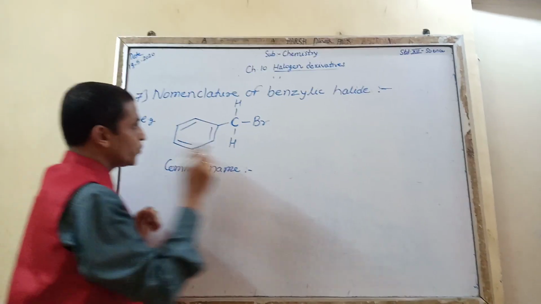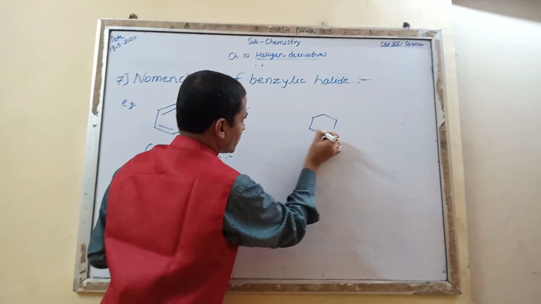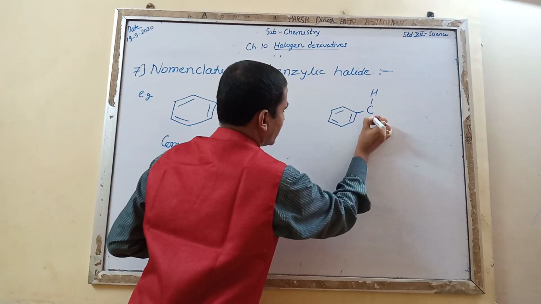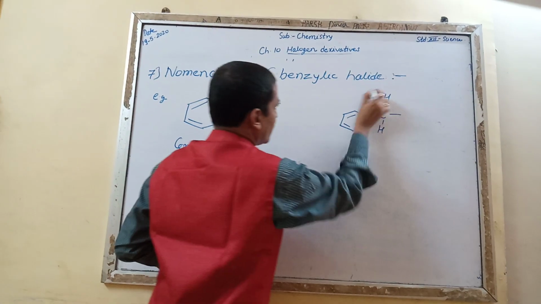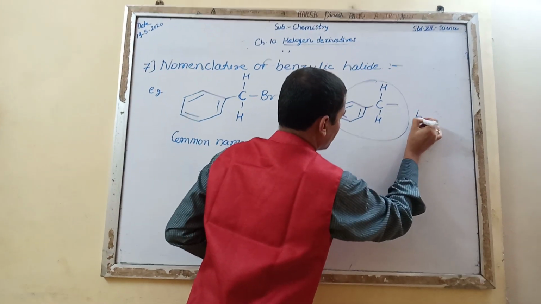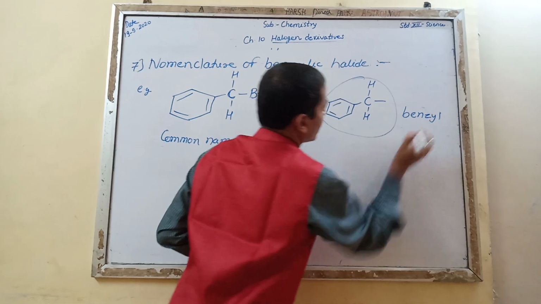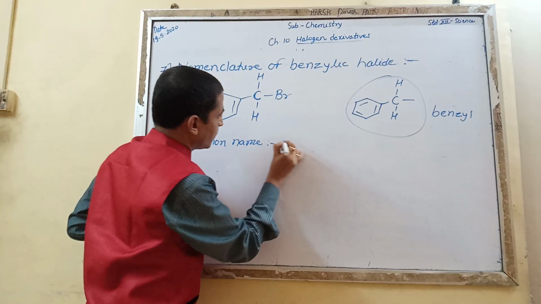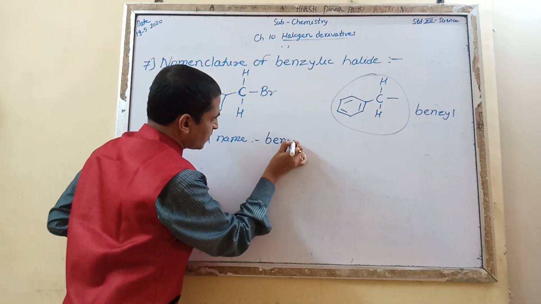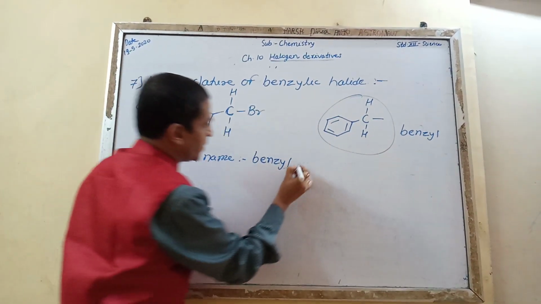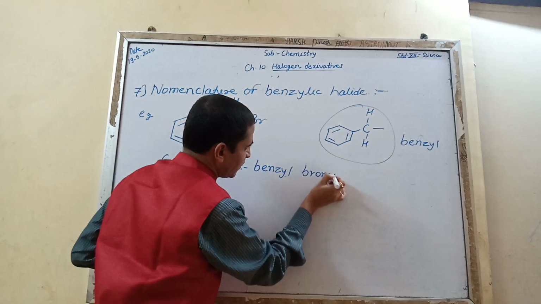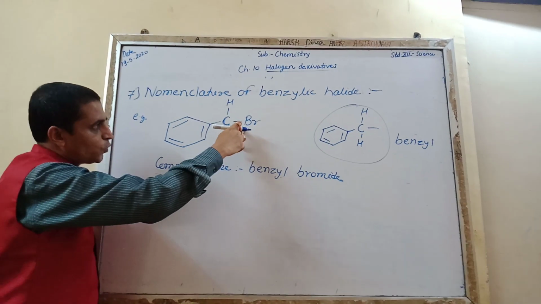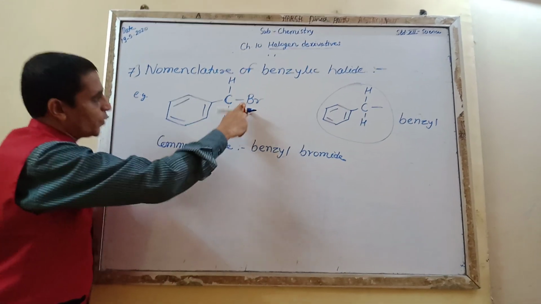See, if you consider this structure, remember this, CH2. This structure is called as what? Benzyl group. So here you get benzyl, and halogen is Br, so you get what? Benzyl bromide. If chlorine is there, then you get benzyl chloride. If I is there, then you get benzyl iodide.